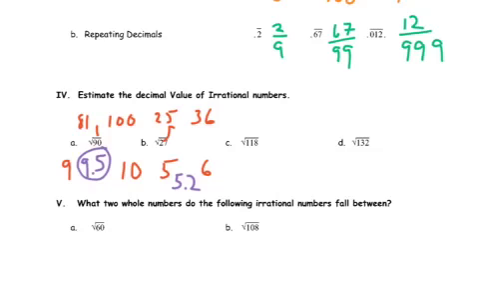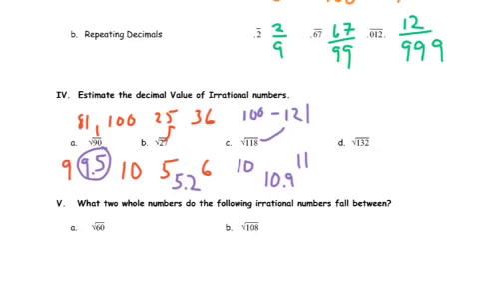Doing C and D again. So it's going to be between 100 and 121, which is between 10 and 11. 118 is closer to 121, so I would say something like 10.9, 10.8 would be okay there.